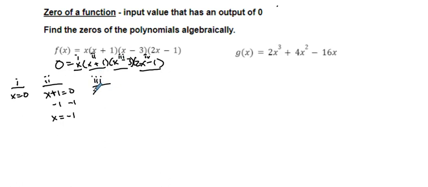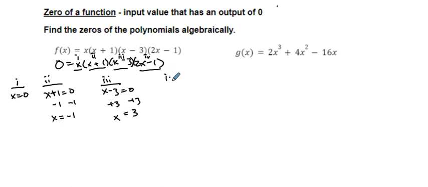Let's do solution 3 here. We've got x minus 3 is equal to 0. Sorry, I don't know what I'm doing here. Tired, apparently. Let's try that again. All right, x minus 3 is equal to 0. We're going to add 3 to both sides, and now we put our equal sign, and we get x is equal to 3.